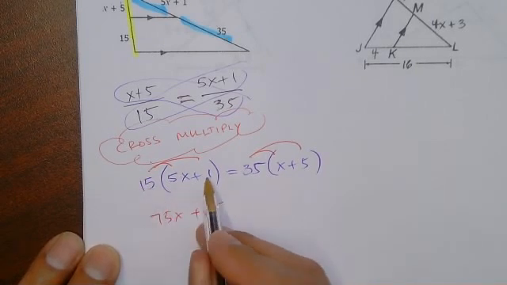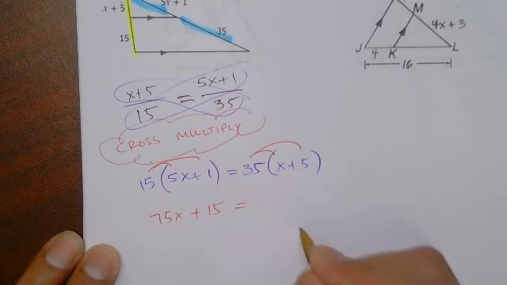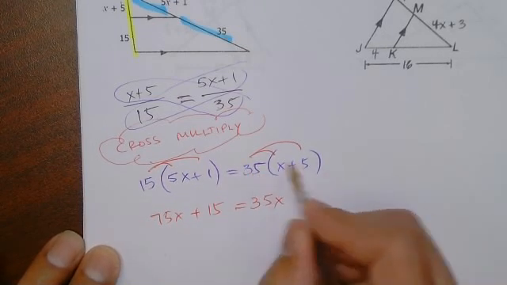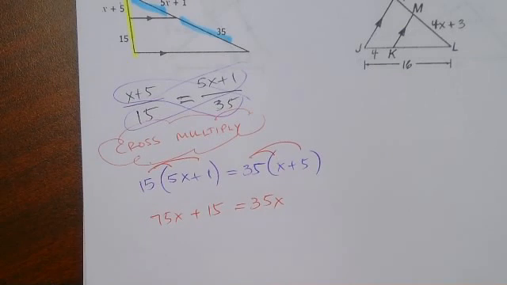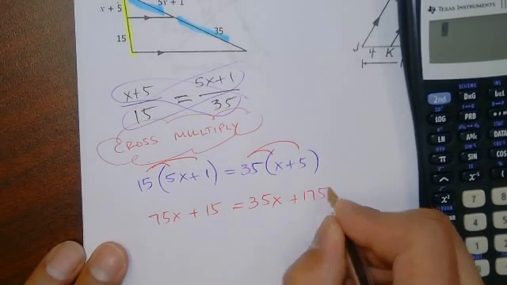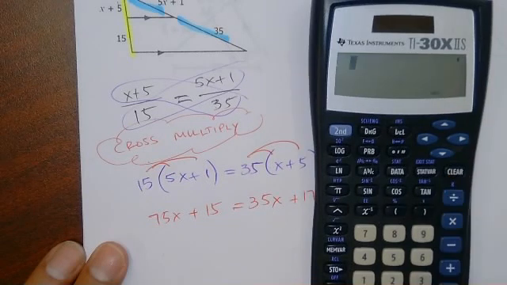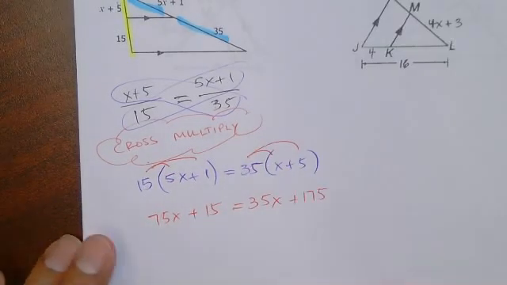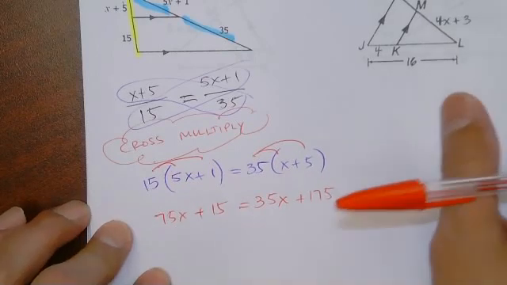See, a lot of people don't put a 1 right there, right? 15 times this one, and then 15 times this one equals. 35 times x is just 35x. Now, 35 times 5, I don't know that one. 175? All right. 35 times 5. Yes, sir.